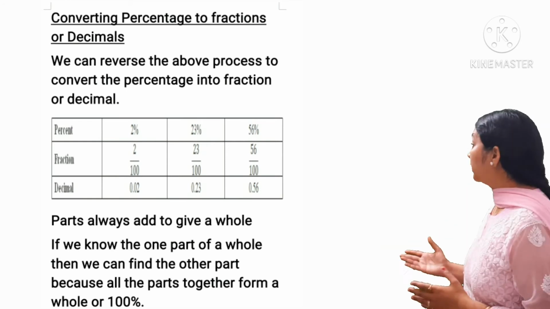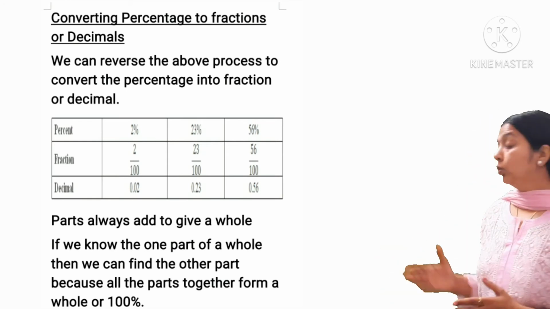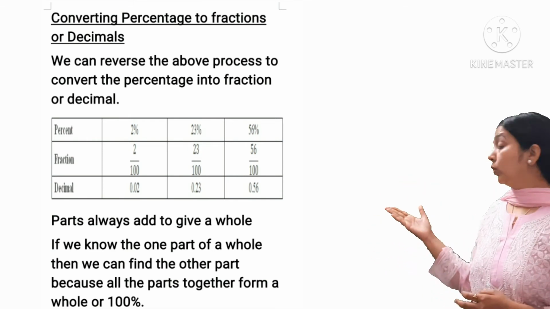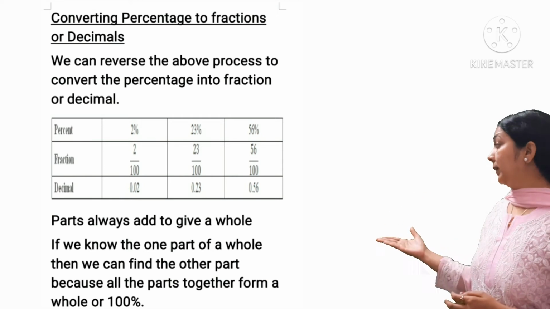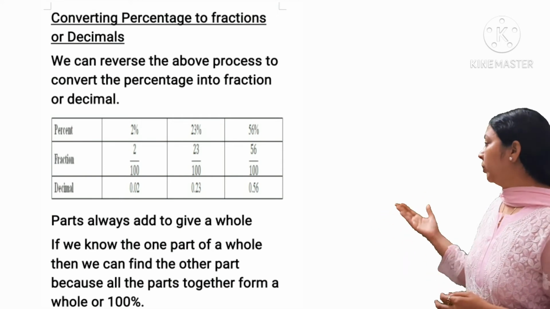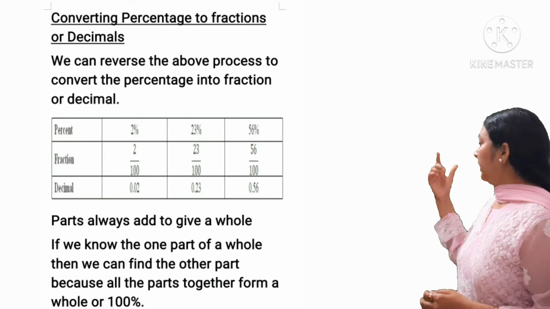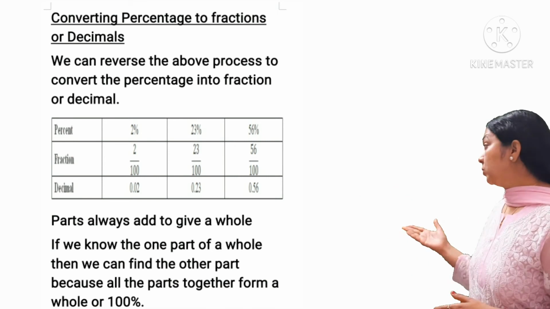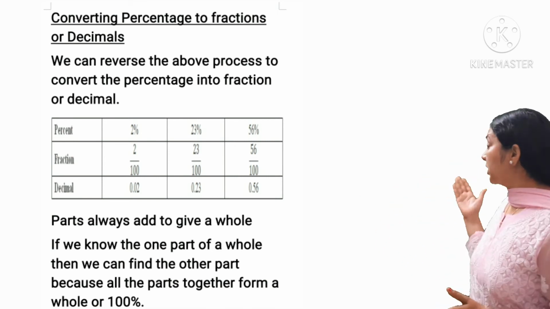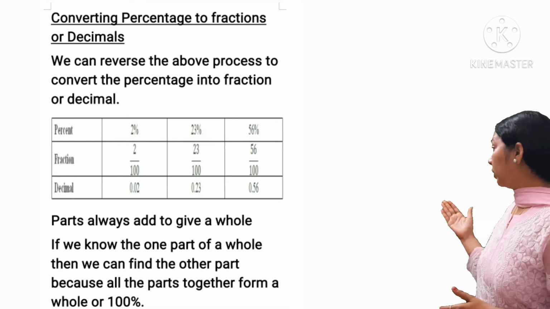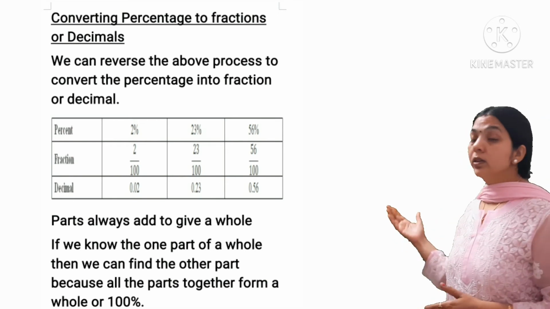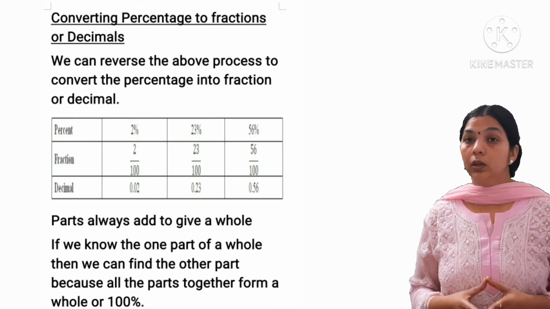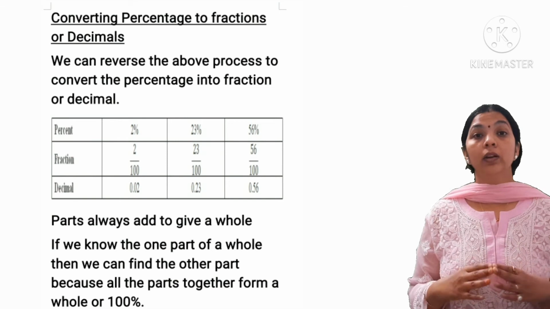So in this given table, you can see the percentage given to you, 2%. To convert it into a fraction, it can be written as 2 upon 100, and to convert it into a decimal, it would be 0.02. The second is 23%. So 23 upon 100, that is 0.23. And the third one is 56%. So in fraction, 56 upon 100, and in decimal form, it is 0.56.